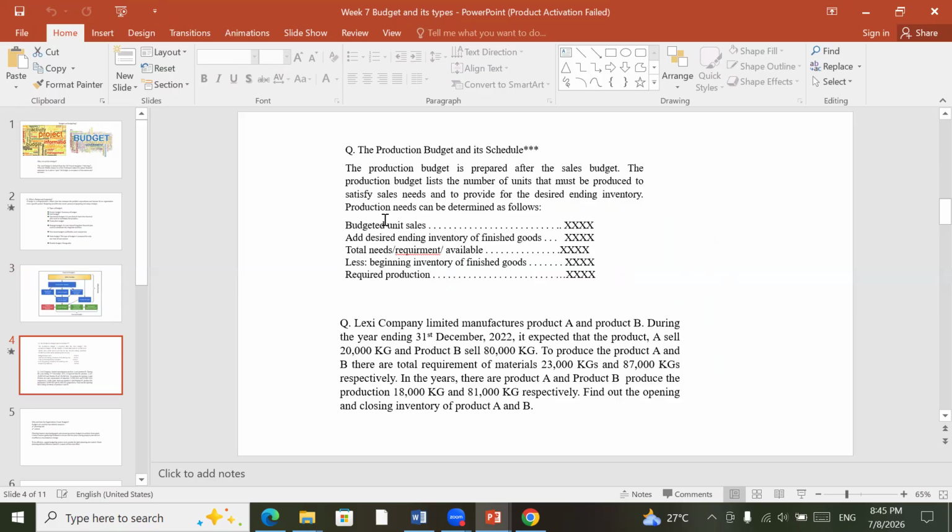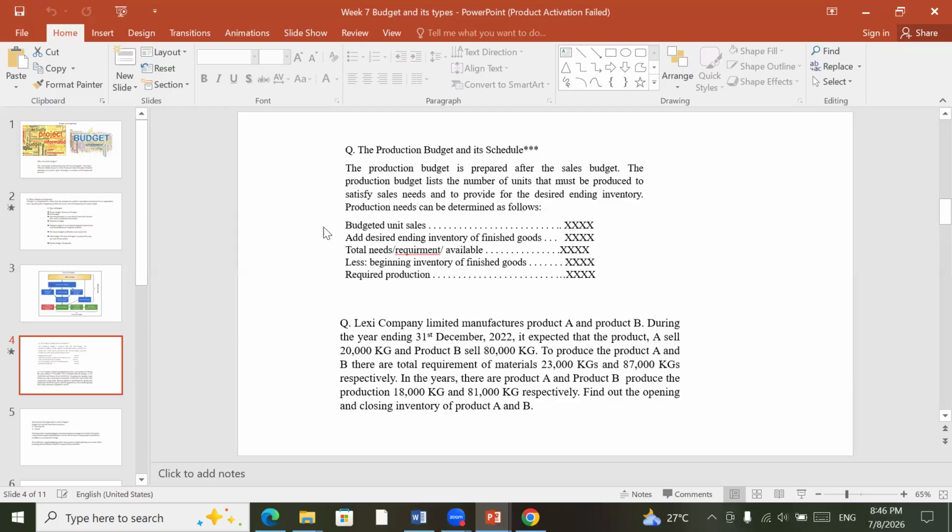The production budget is prepared after the sale budget. After the sale budget, you need to get this type of budget ready. The production budget lists the number of units that must be produced to satisfy sales needs and to provide for the desired ending inventory. Production need can be determined as follows. You can determine the production budget by the following.